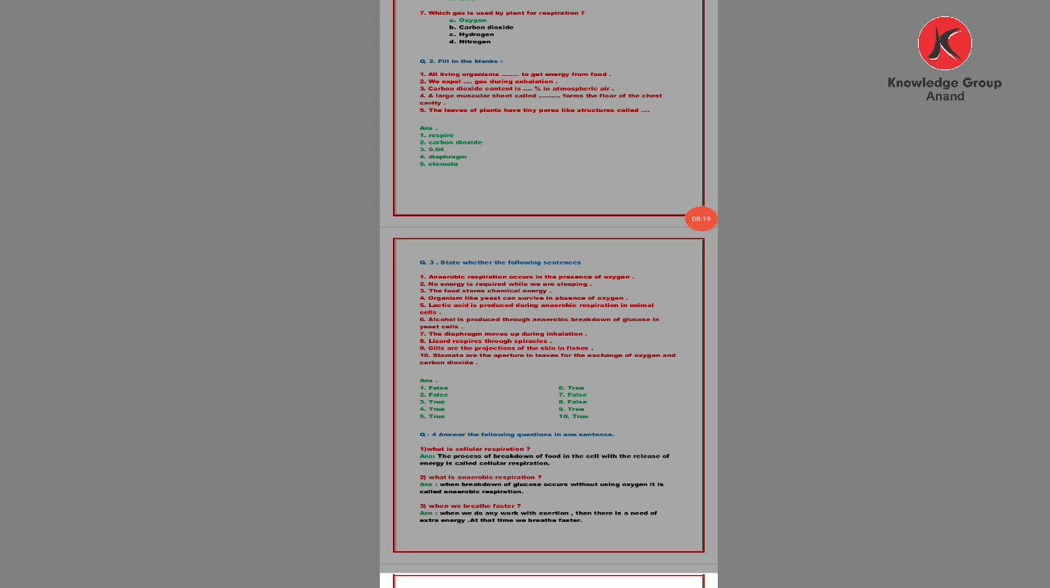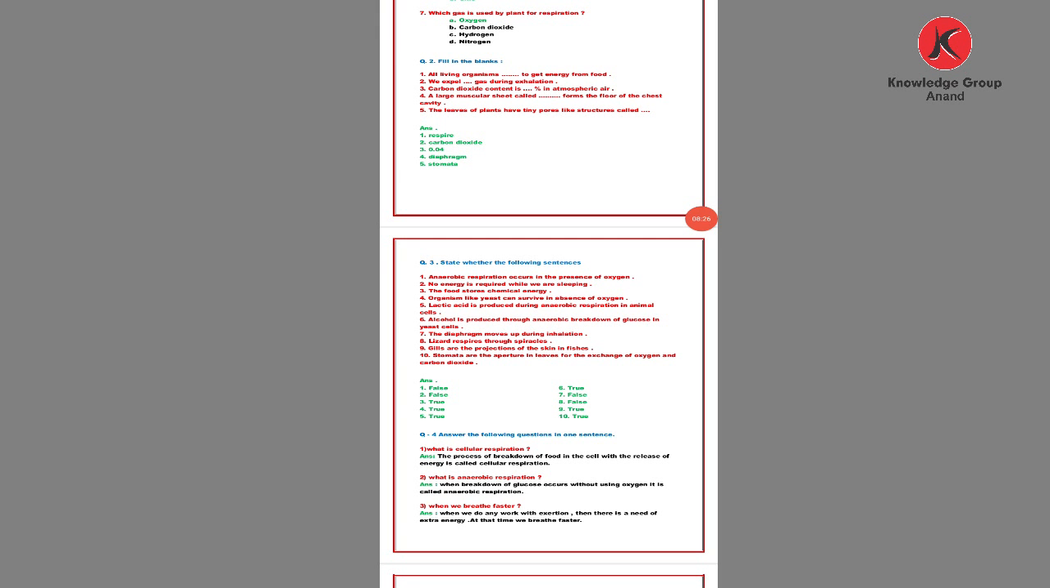It's true. Okay, so I repeat again. Anaerobic respiration occurs in the presence of oxygen: false. No energy is required while we are sleeping: false. The food stores chemical energy: true. Organisms like yeast can survive in absence of oxygen: true. Lactic acid is produced during anaerobic respiration in animal cells: true.